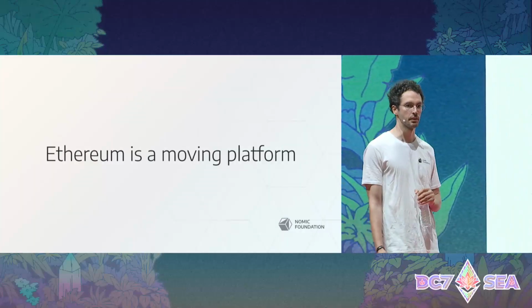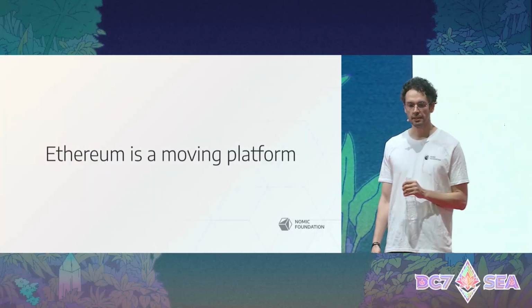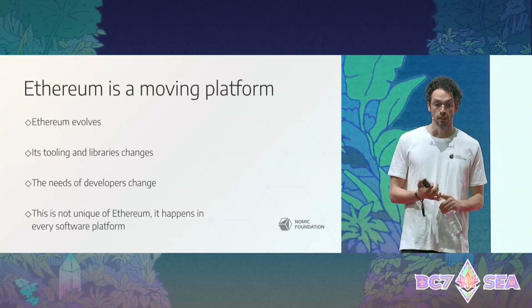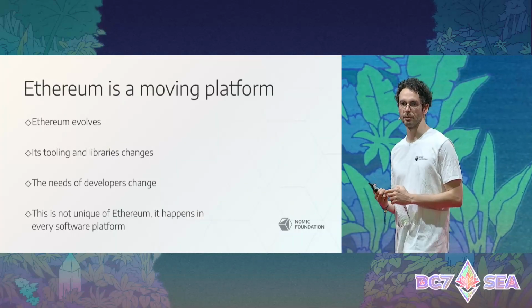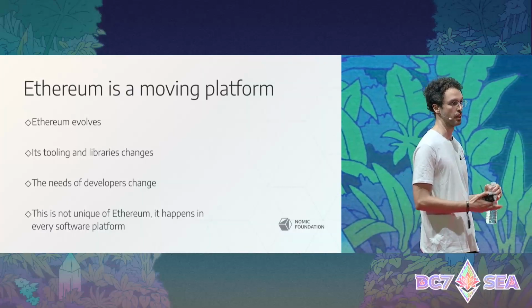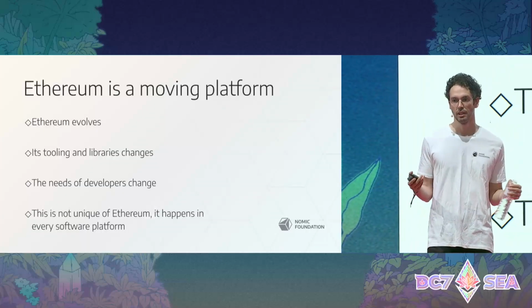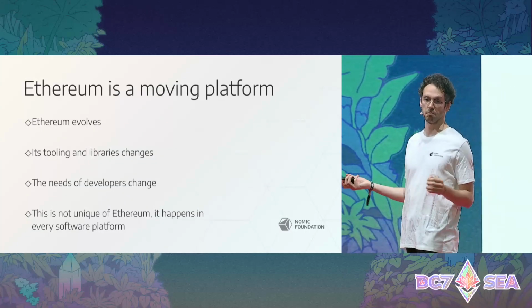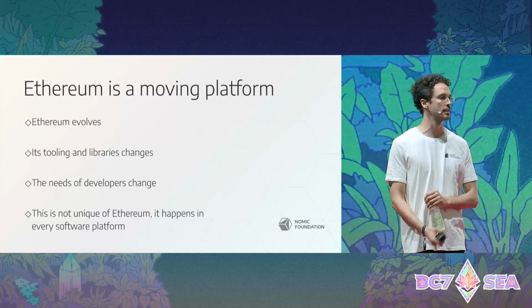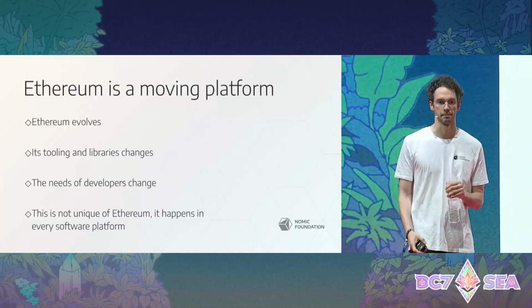Then another learning that we had is that Ethereum is a moving platform. And what do I mean by this? Well, for one, Ethereum is constantly evolving. It evolves through hard forks, but also through layer 2s. And there are tons and tons of changes coming up now that are due to new layer 2s popping up every day. Also, the tooling and libraries change.